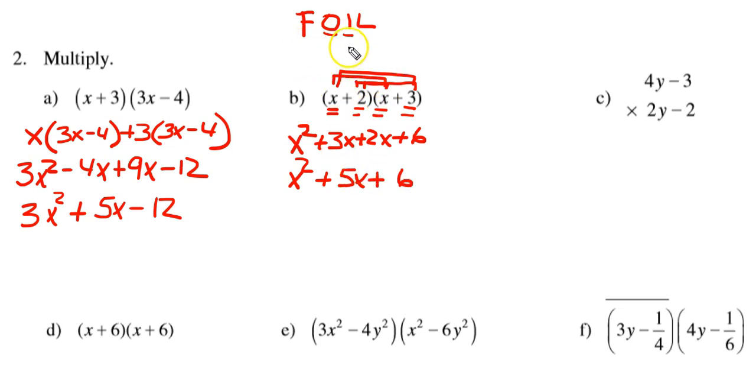Now, the use of the FOIL is pretty much an important method for doing these that you need to practice. Because in later sections, we're going to take this trinomial and factor it back into its binomial factors. And sometimes we use this technique too, as you'll see.